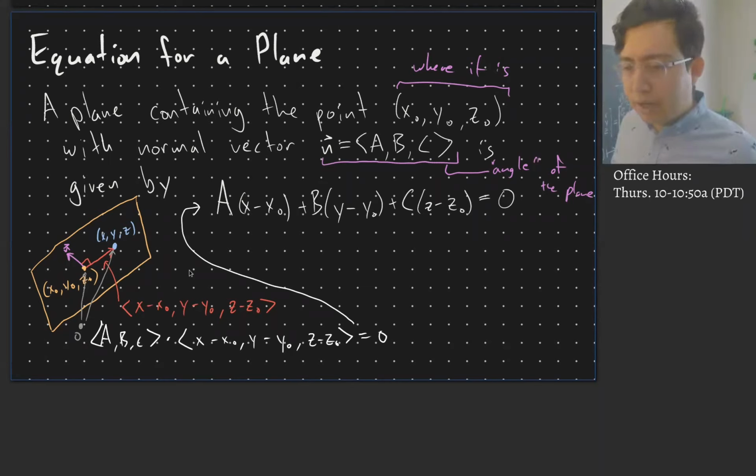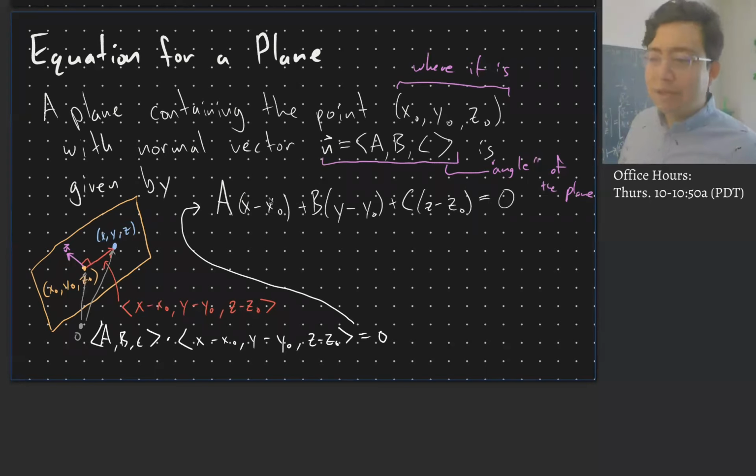Any questions on that sort of process? So this is the equation for a plane. This is typically the form you'll see it in. If you're given a point and a normal vector, this is the formula you'd use to just plug and play.